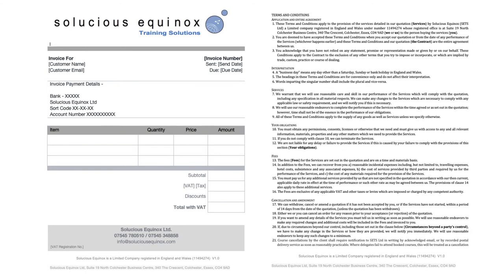We also include our terms and conditions. Our terms and conditions you can view on our website. And this includes their obligations and the services that we will provide to them, and the obligations to us to payment and the fees for the services that are set out in the quotations or within the invoice, and how they can cancel and amend any of the work that needs to be done through us.